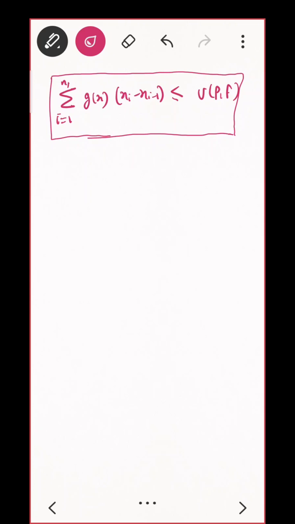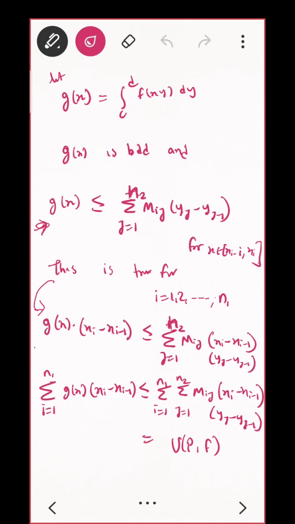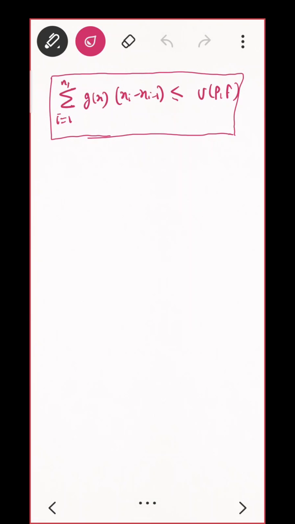Okay, so now we want to introduce that partition for this. Why? Yeah, this is okay. Now let us see next. Mark it as equation 1.